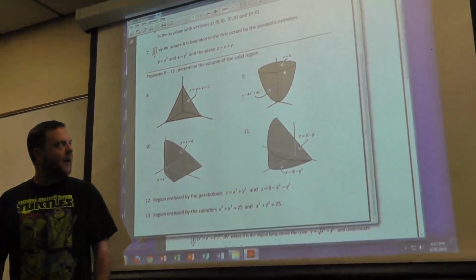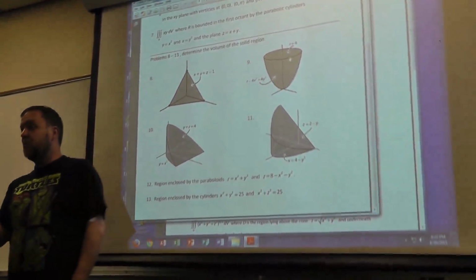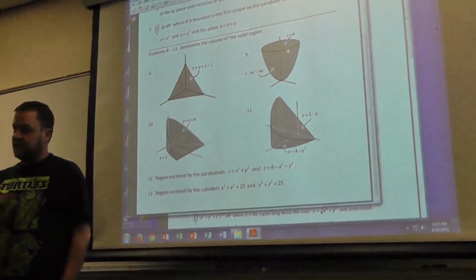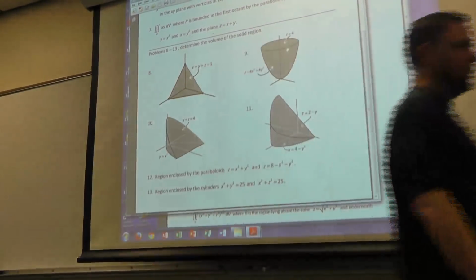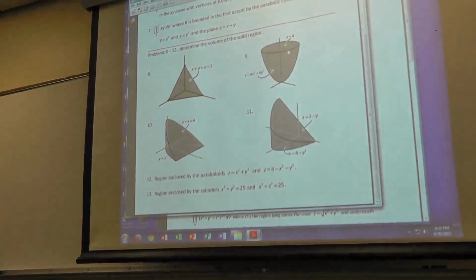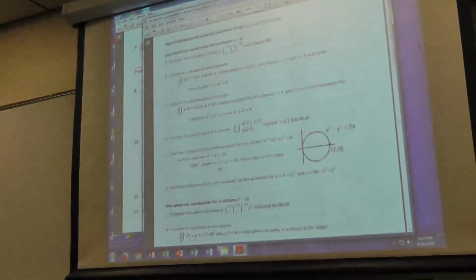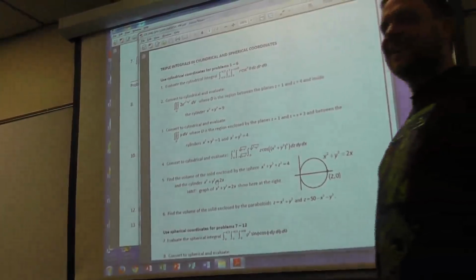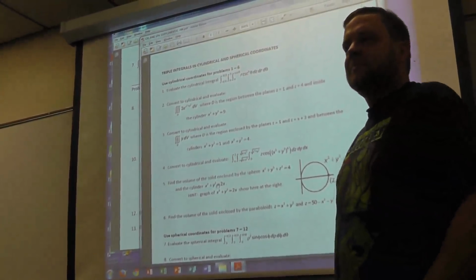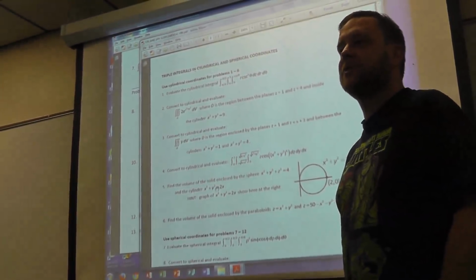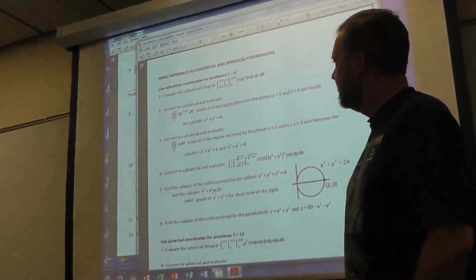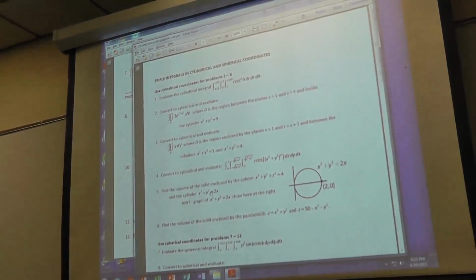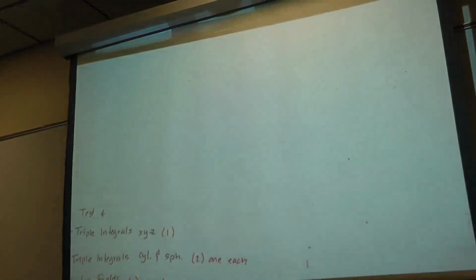One problem there. I mentioned one problem of each from spherical and cylindrical coordinates. Can we just do one of each going down the list? The ones with the dots. Oh, you mean an example of one of each. Well, okay. So we'll go back to the triple integral in XYZ.